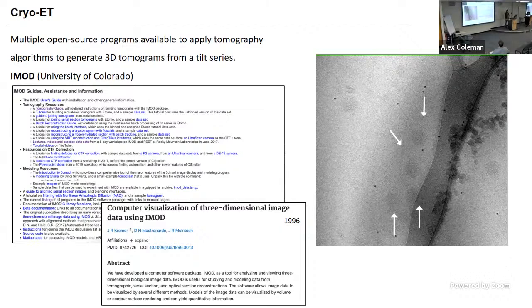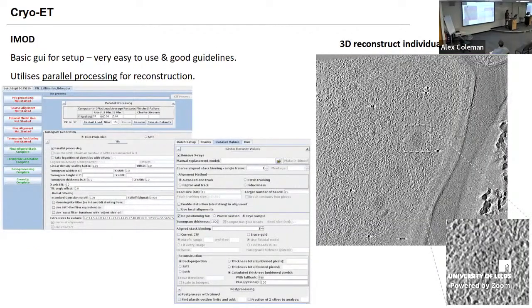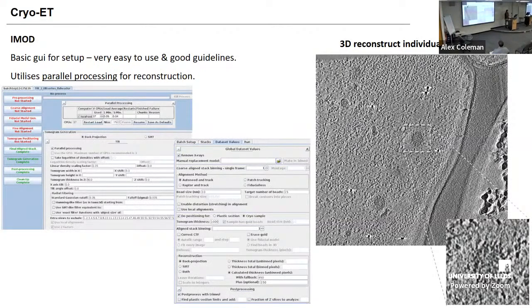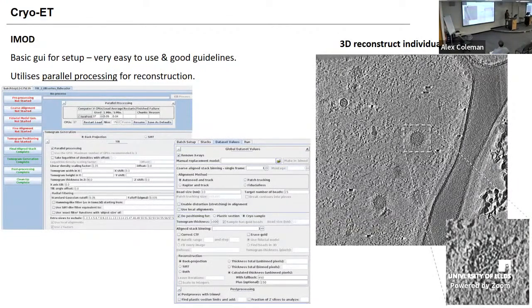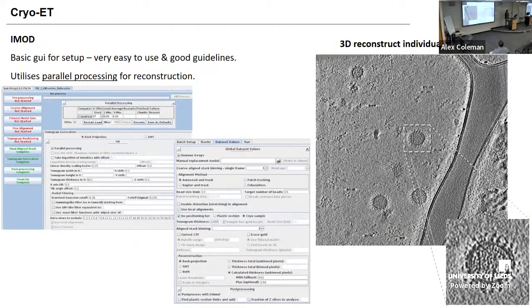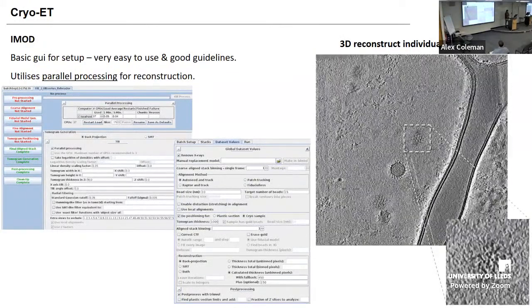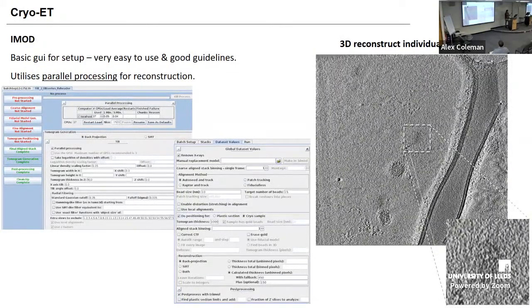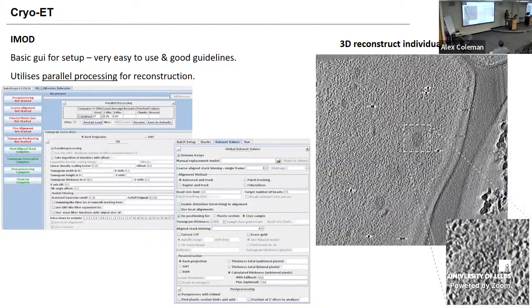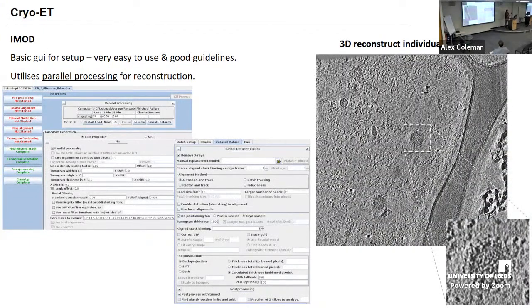And despite the program that I use, IMOD, being quite old now, it originally came out in 1996, it's continually being updated, and there are new programs constantly coming out to make this easy, or relatively easy. Again, it's quite old-school looking, but it's a very simple GUI, and uses parallel processing to help reconstruct our tomograms. Here you can see an example of our viruses suspended in ice and the tomogram we get at the end, which obviously looks a lot better than our shaky tilt series that we began with.